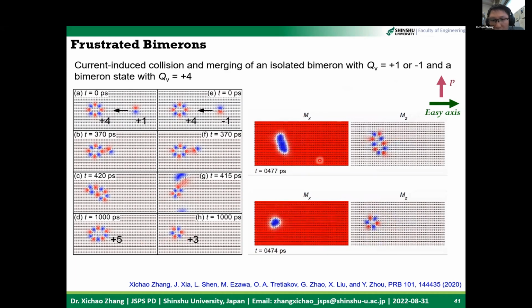For example, the merging of a cluster-like bimeron with the vorticity number of +4 and a bimeron with the vorticity number of +1 will result in the generation of a cluster-like bimeron with the vorticity number of +5. And the merging of a cluster-like bimeron with the vorticity number of +4 and a bimeron with the vorticity number of -1 will result in the generation of a cluster-like bimeron state with the vorticity number of +3.